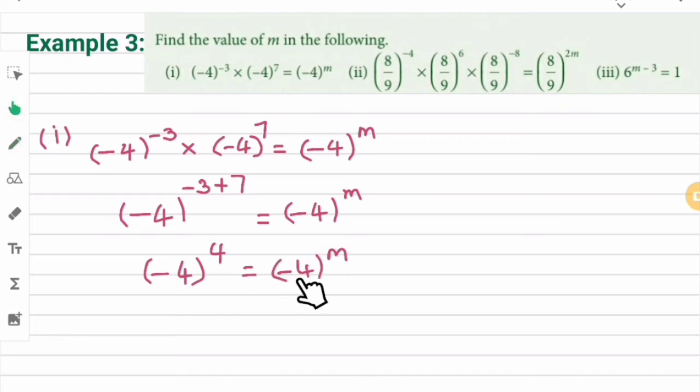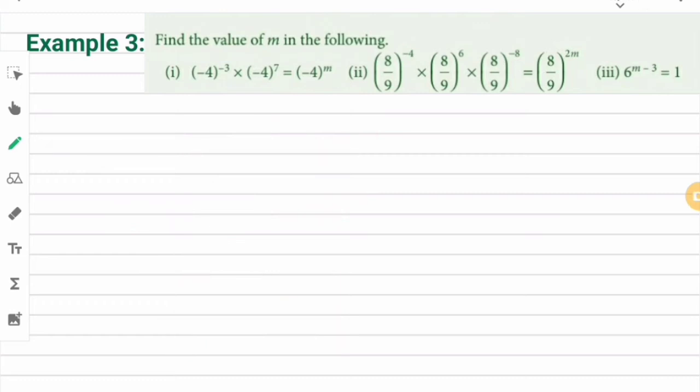Now the bases are same. Therefore the power is also same. By comparing this, I am writing m is equal to 4. Okay? Now second subdivision.